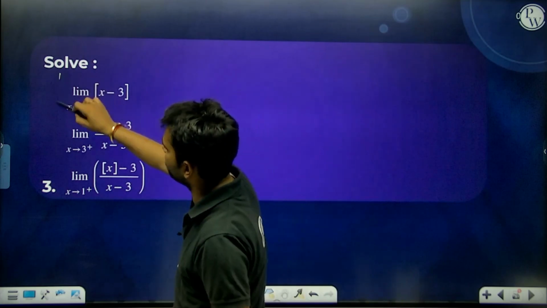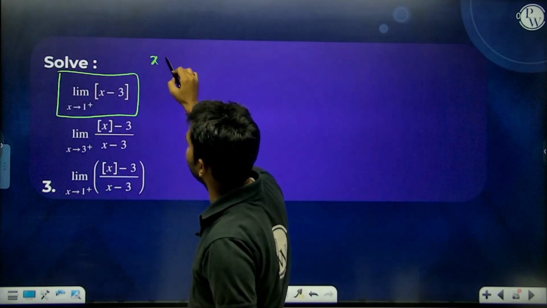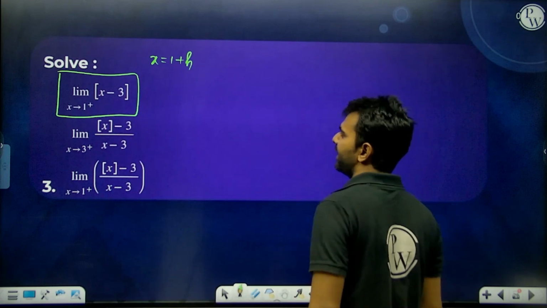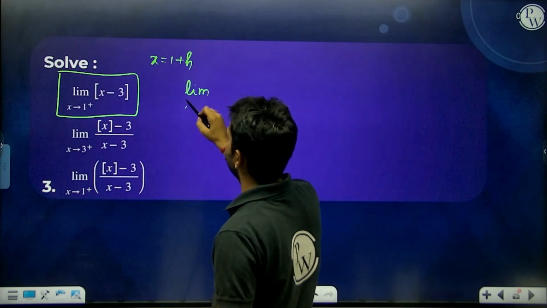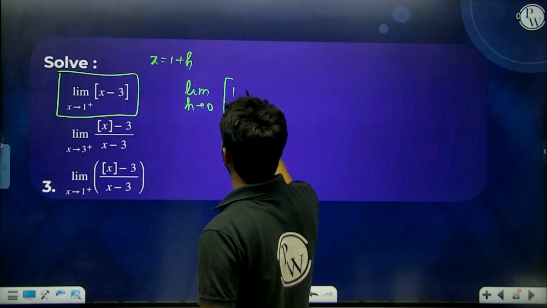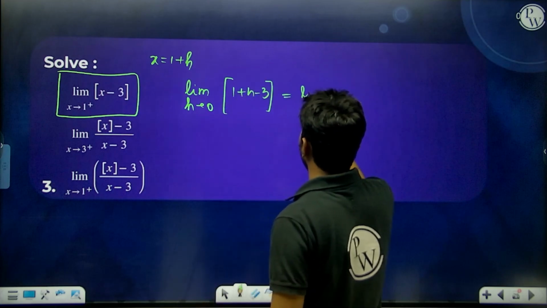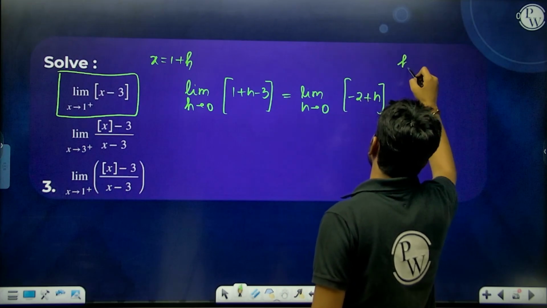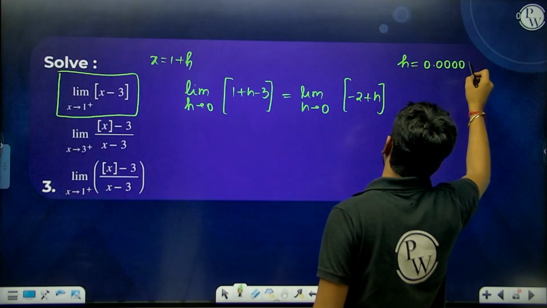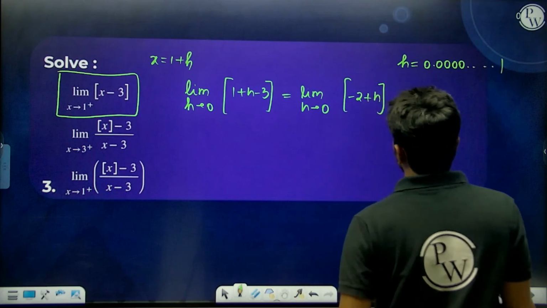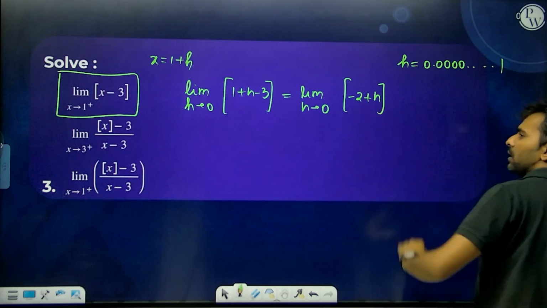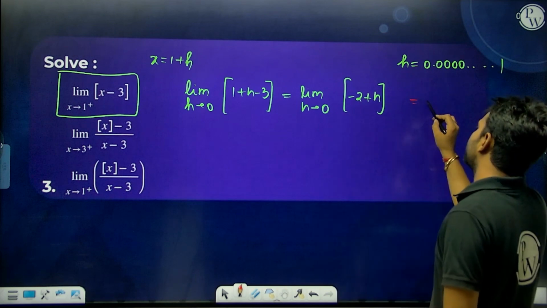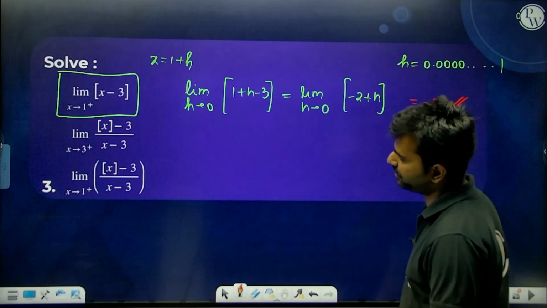Over here, if such a thing comes to you, then this can be written as x equals 1 plus h. Why? Because we are talking about a value greater than 1. 1 plus means a value greater than 1. So this same expression can be written as limit h tending to 0, greatest integer of 1 plus h minus 3. So this same question can be rewritten as limit h tending to 0 of greatest integer of minus 2 plus h. Now h is always an infinitesimally small positive number. So don't you think the thing inside is going to be minus 1.9999999 something? What is going to be the greatest integer of this? Is it going to be minus 2 or not? So minus 2 is the answer for this particular thing.